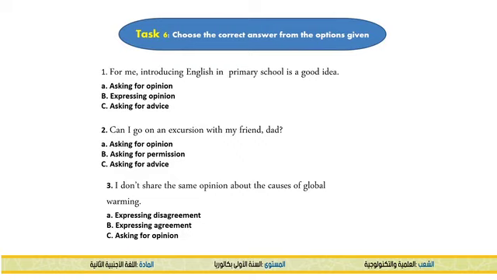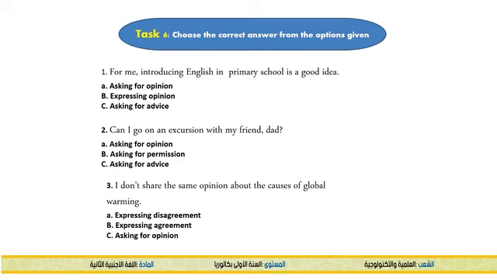You have to choose the correct answer from the options given. So for me, introducing English in primary school is a good idea. So this situation, is it asking for opinion? Is it expressing opinion? Is it asking for advice? And the second one, can I go on an excursion with my friend, Dad? So it shows us what? Asking for opinion, asking for permission, asking for advice.